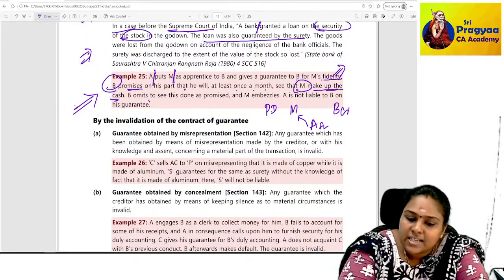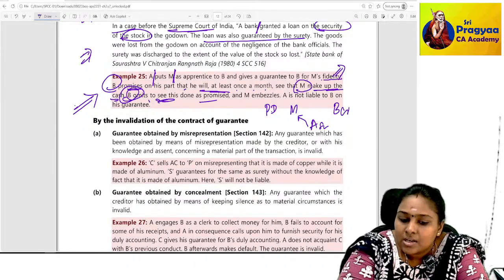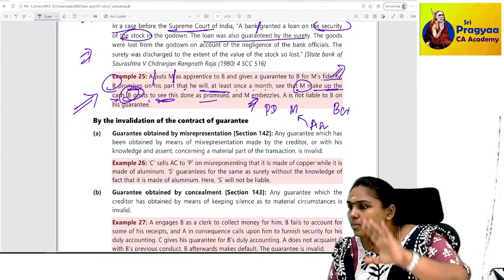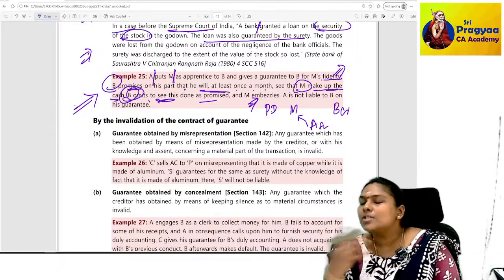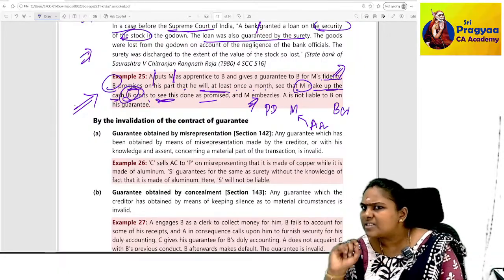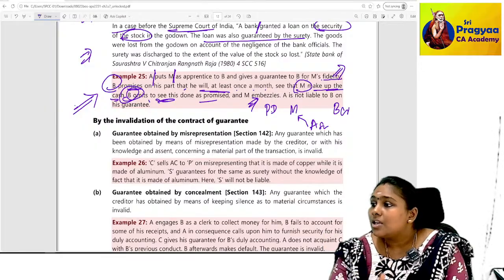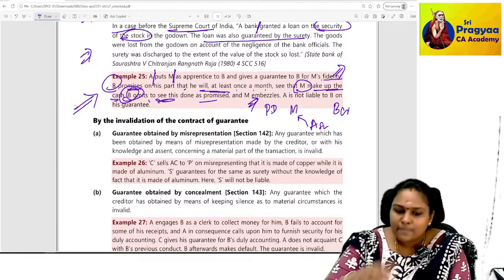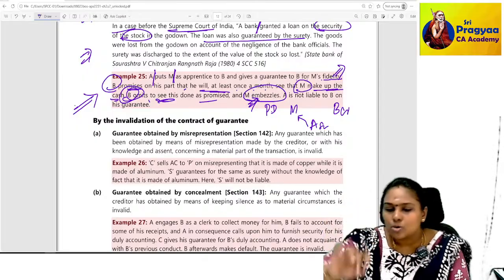B is promising that he will at least once in a month check. But B needs to see this is done as promised, and M embezzles. Having promised to check once a month, he did not keep up that promise. Okay, he is not checking. Now the moment a person realizes that nobody is checking him, what will he do? He will make mistakes, he will commit fraud, he will cheat. Correct? Same thing happens here. M is embezzling the cash, meaning taking the money away and going.